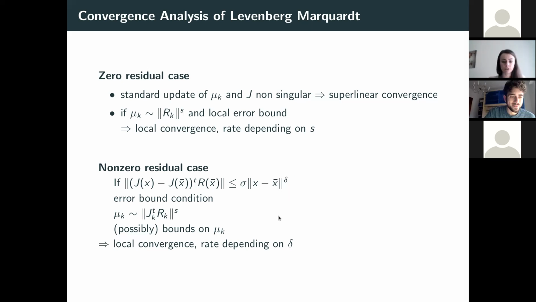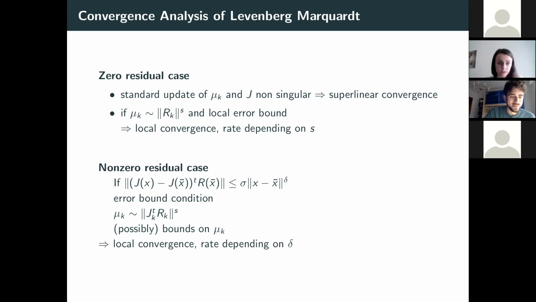Sometimes these three assumptions are enough. In some cases, depending on the behavior of the Jacobian around the solution, we may need this number S to depend on delta, or we may need some additional assumptions on mu k, which are usually bounds that depend on the constants that appear in the assumptions. So, for example, this sigma or the Lipschitz constant, or the constants that appear in these error-bound conditions and quantities of this kind.